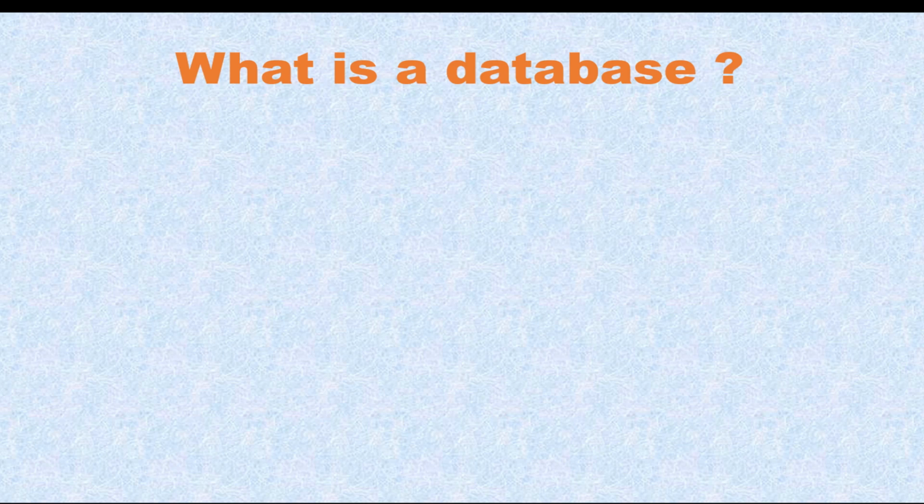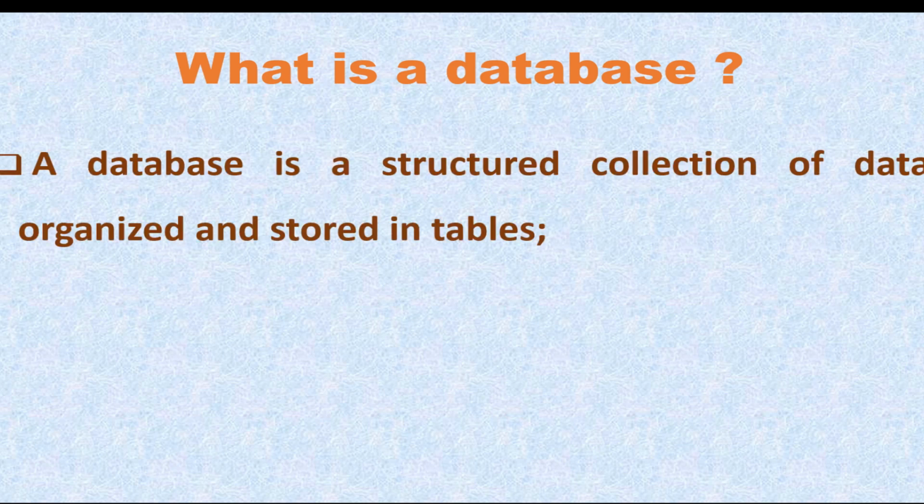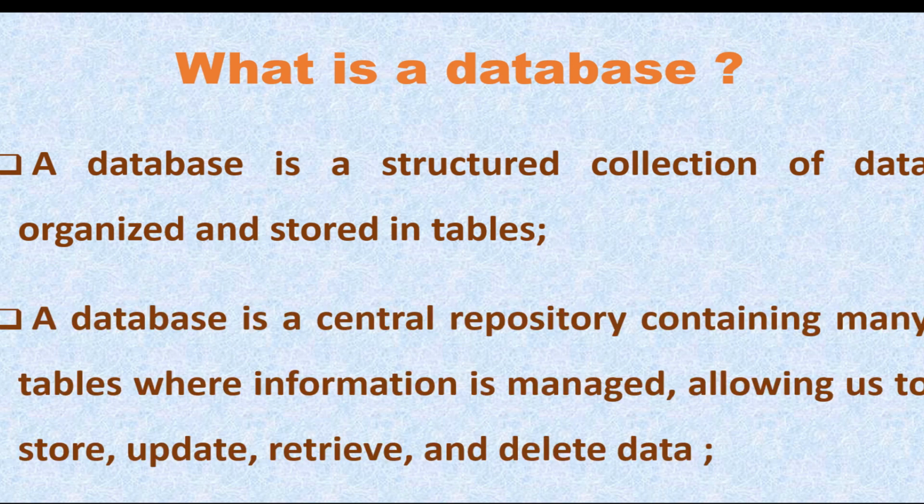Now let's see what a database is. A database is a structured collection of data organized and stored in tables. As you can see guys, a database is a collection of data with a structure and consists of tables that organize and display data in a way that makes it easy for people to use. I hope you understand the meaning of database. A database is a central repository containing many tables where information is managed, allowing us to store, update, retrieve, and delete data. Relational databases organize data using tables. We'll see all this in the next videos in this series.